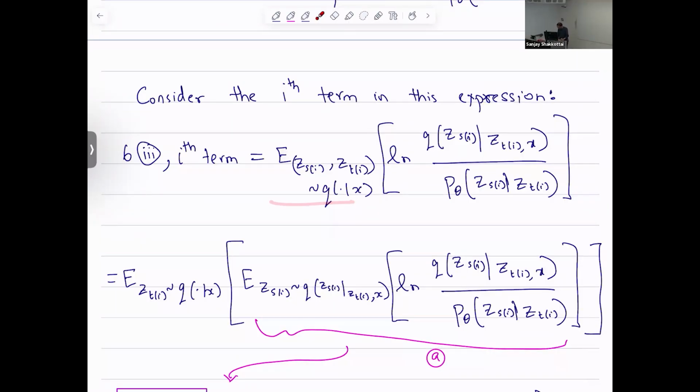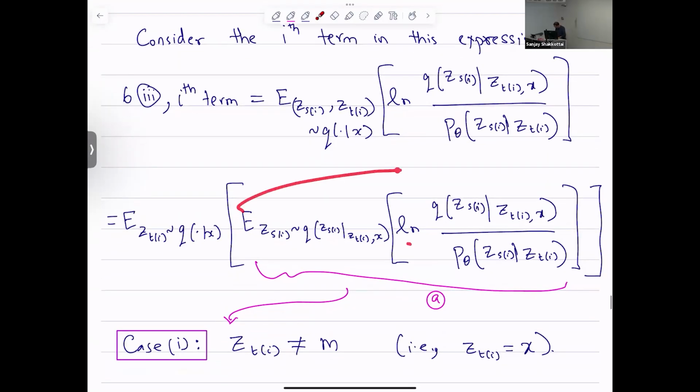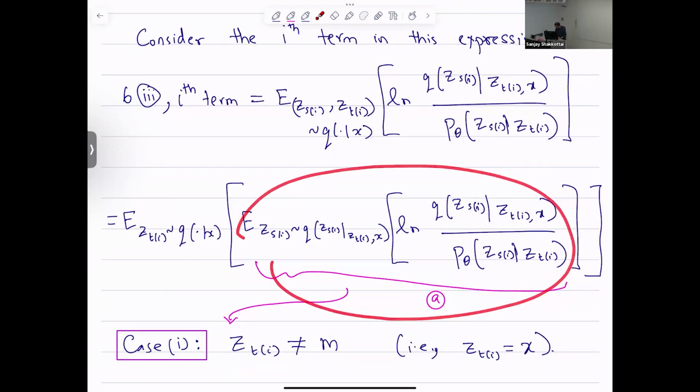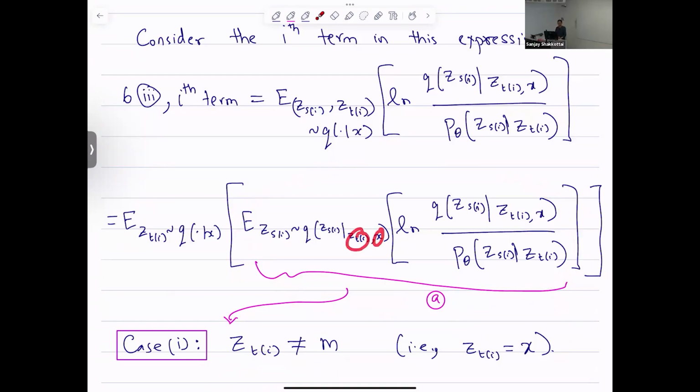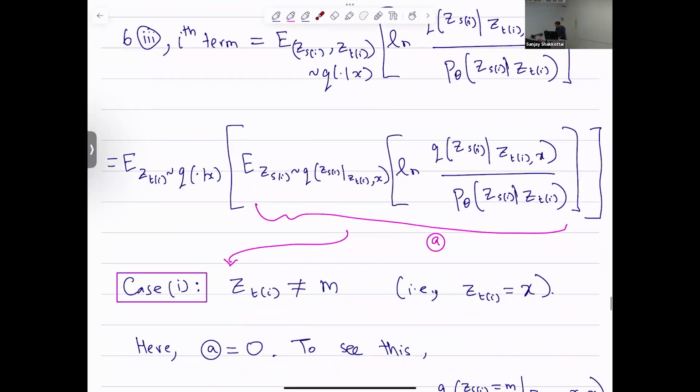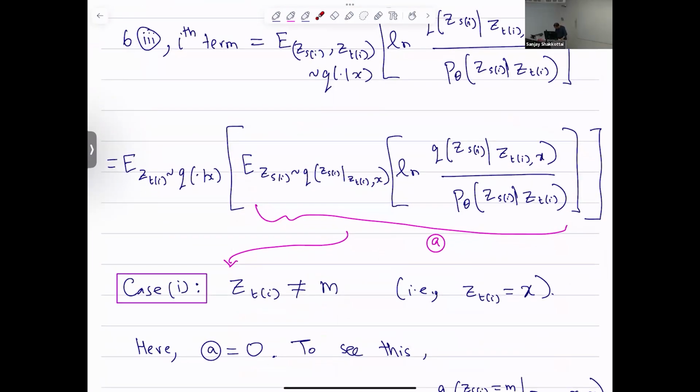We can break this up into the outer expectation of Zt given Q given x, and the inner expectation of Zs given Zt and x. This is the way we are breaking up this expectation. So first, let's analyze just this inner one. As far as the inner expectation is concerned, both Zt and x are fixed. So there's a case-by-case analysis.